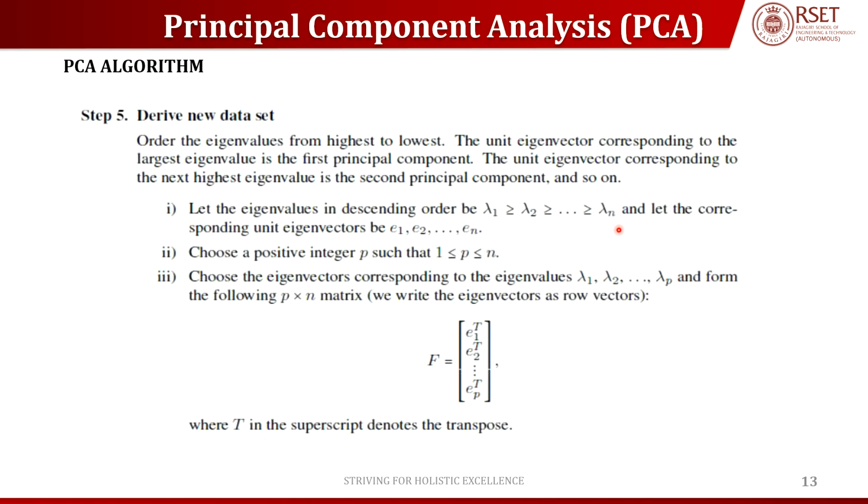So we choose a number of components P, where P is less than or equal to n, the original number of features. Then we choose the P eigenvectors corresponding to the largest eigenvalues, E1 through EP, and form a P by n matrix called the feature vector, capital F. And this feature vector F is the matrix we use to compress our data.